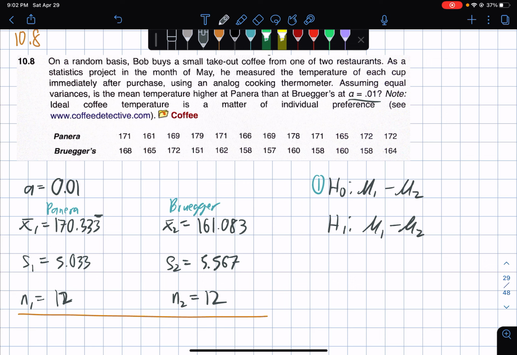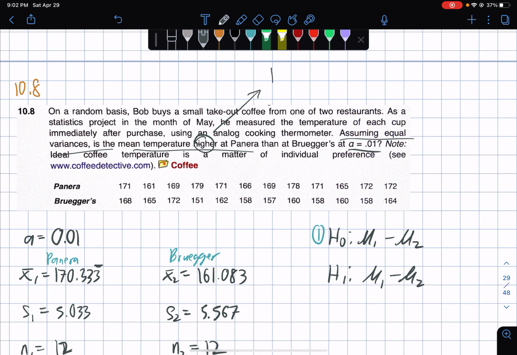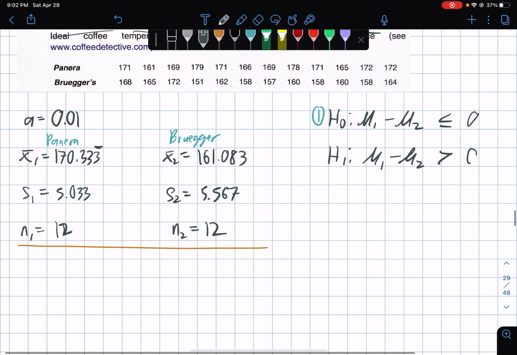And then, what kind of tail test is this? Assuming equal variances, this might suggest it's case 1 or 2. Mean temperature higher, is it higher? So this suggests that it is a right-tailed test. Therefore, inequality signs will be like this. And then we just write 0.